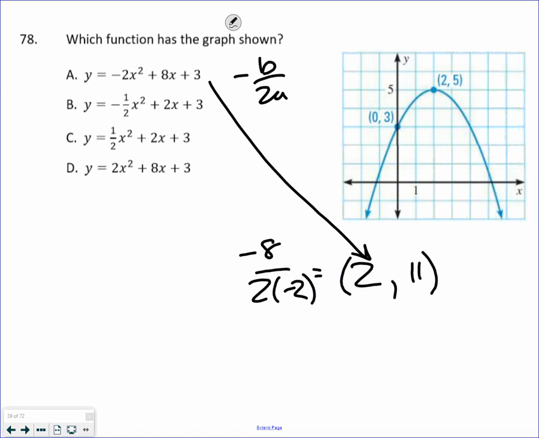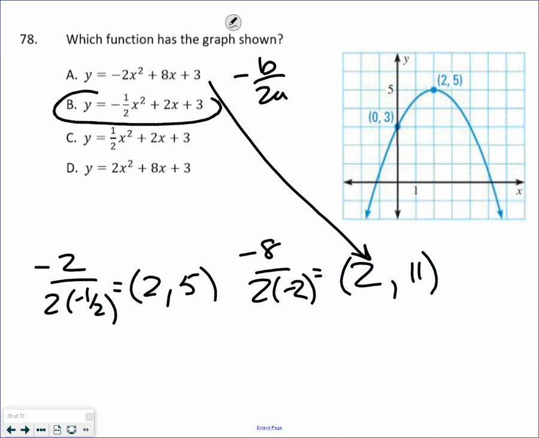Let's try B now. Negative b over 2a, I end up getting positive 2. And when I plug positive 2 in, I get 5. And so B is the correct answer. Okay, this is C is going up and D is going up. And so the only one this could be is B.